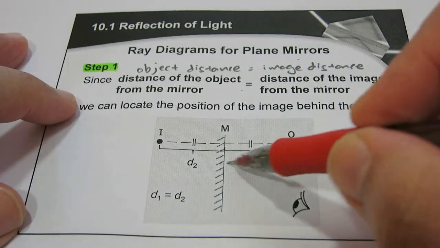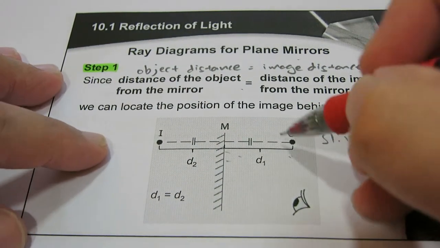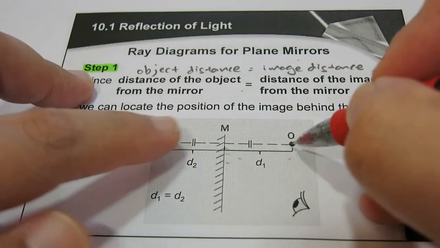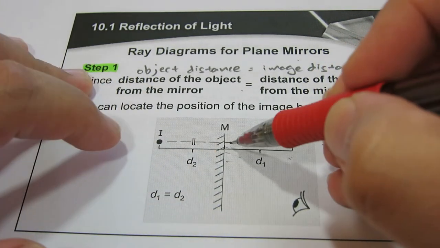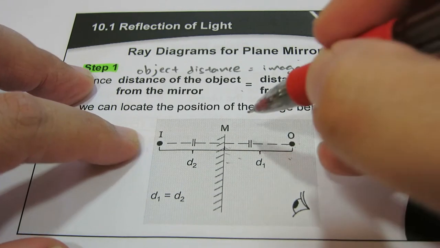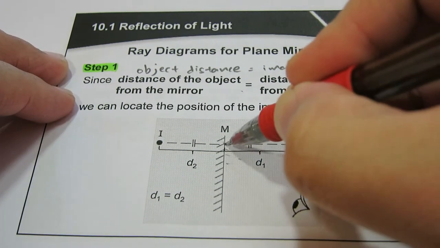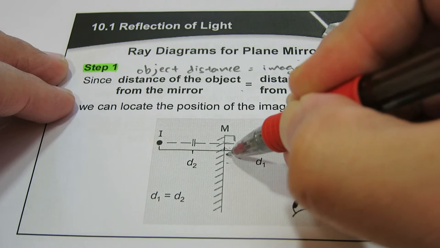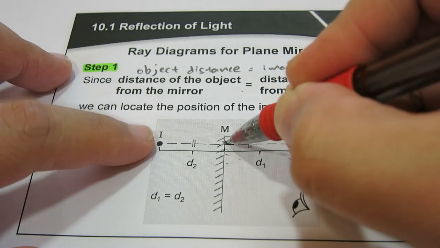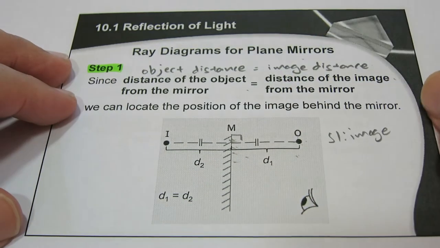Alright, so if you look at this, if the object is over here in front of the mirror, then the image will actually be formed the same distance behind the mirror. You need to draw a normal line to the surface connecting to the object so that you can identify the distance, and then it will be formed the exact same distance behind the mirror.